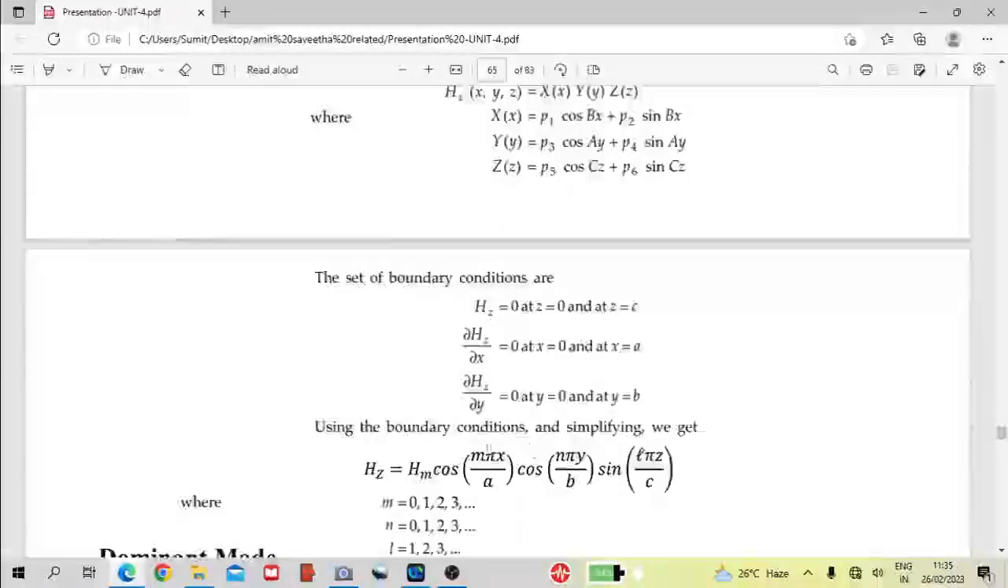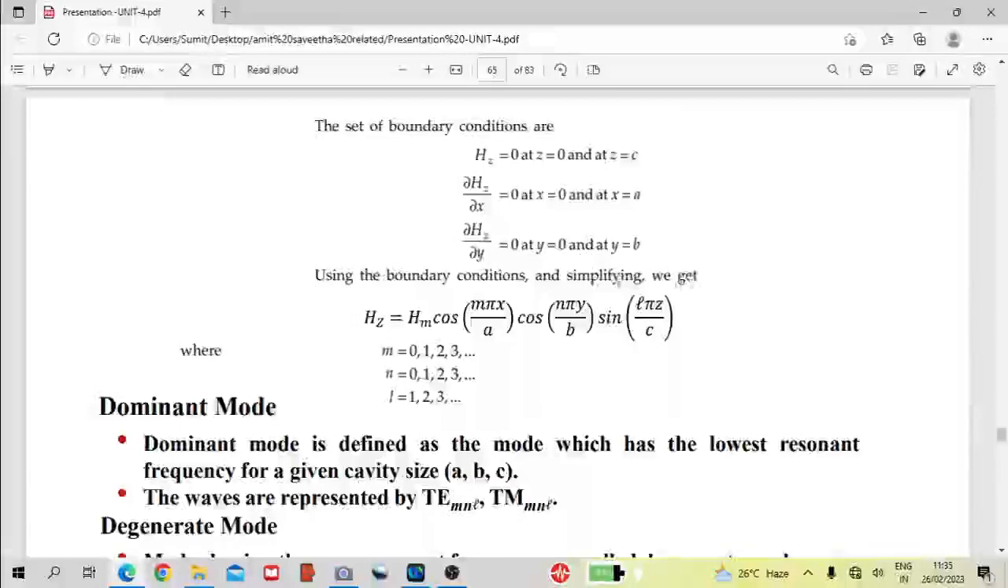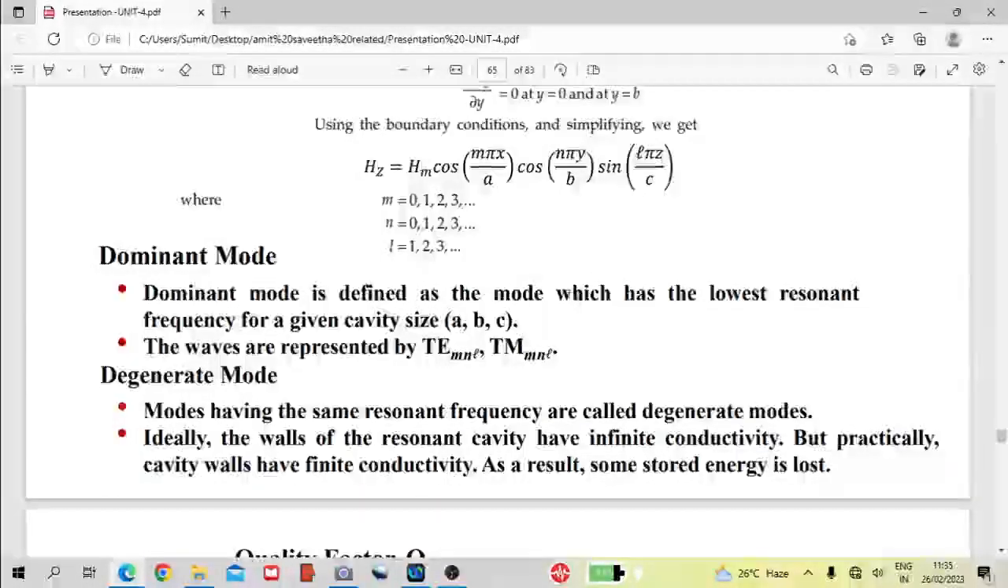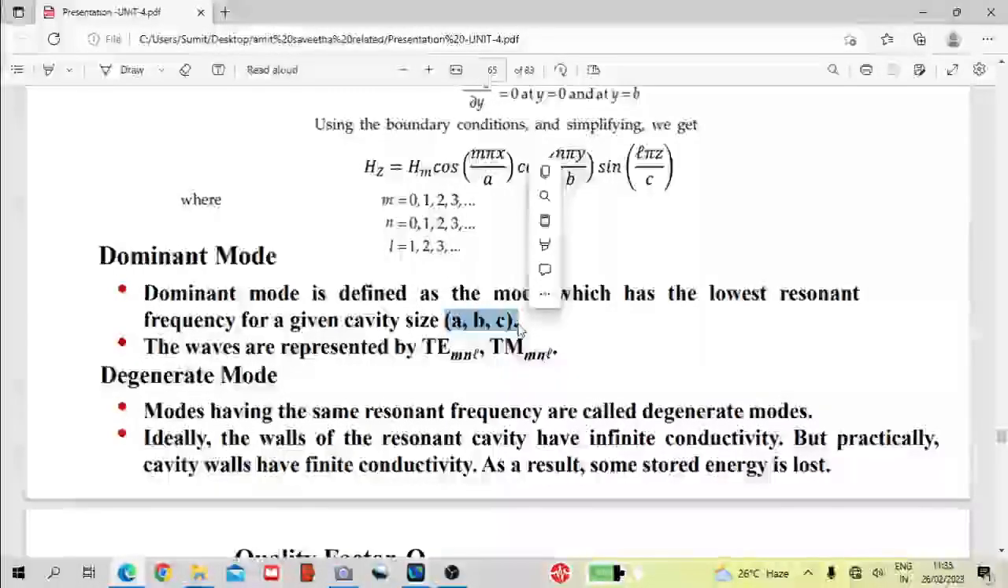Here, using boundary conditions, again we can do the following simplification. Here again the dominant mode is defined as the mode which has the lowest resonant frequency for a given cavity size. Here lowest resonant frequency, Fr. That which is lowest is the dominant mode. The waves are represented by TM and L; you see one extra parameter has come, L.